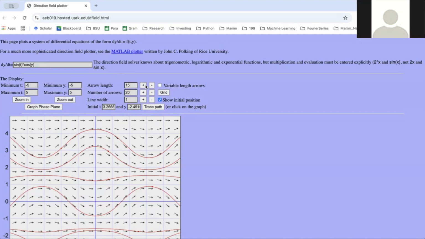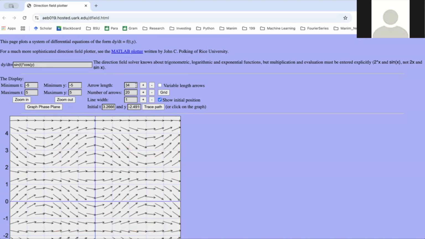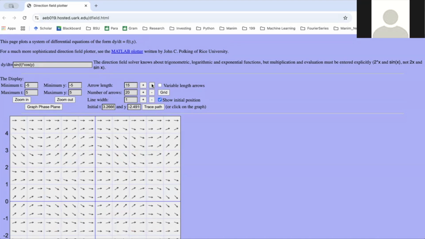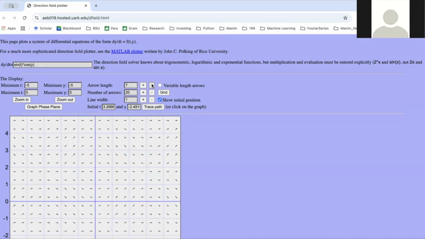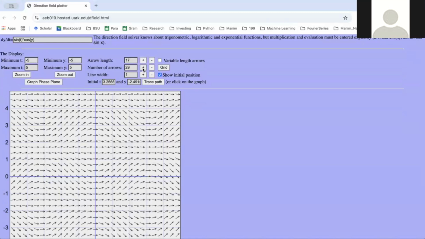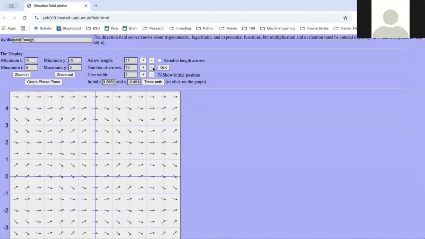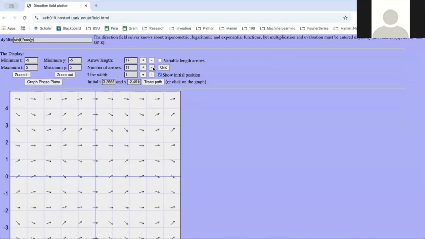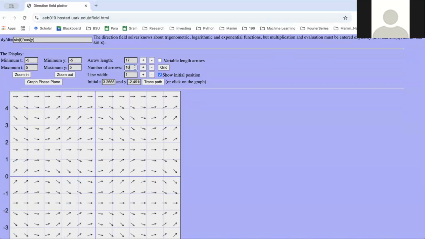You can increase the arrow length. For example, if I increase the arrow length to 34, you can see it doesn't look as nice as before, or you can reduce the length a little bit. This one at this point is just too small to visualize. You can also increase the number of arrows that you want to see in the window. If you increase this to 29, it's too crowded; at 15 or 11, it's too sparse. So let's go back to an arrow length of 15 and the number of arrows also 15.